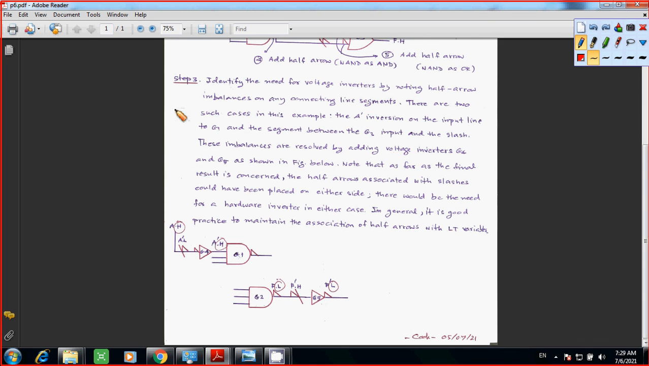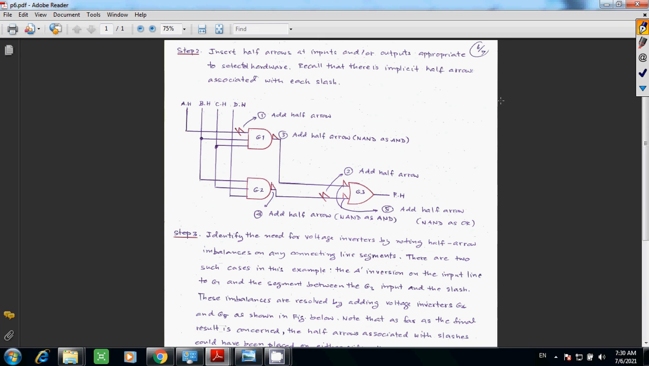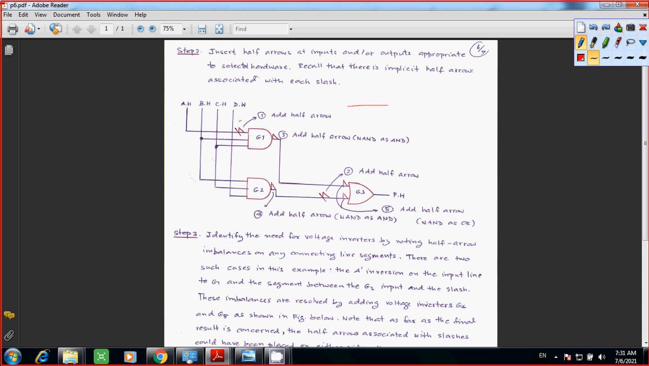Okay, let's work out on step number 3. You want to balance the light segment, right, by adding an inverter. Let's take a look at the G1. That's the NAND as the AND hardware. So this is your G1. You have your input. That's A prime, B, and C, right?